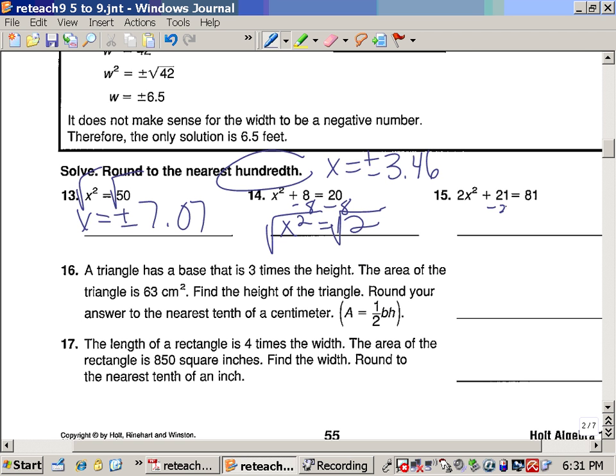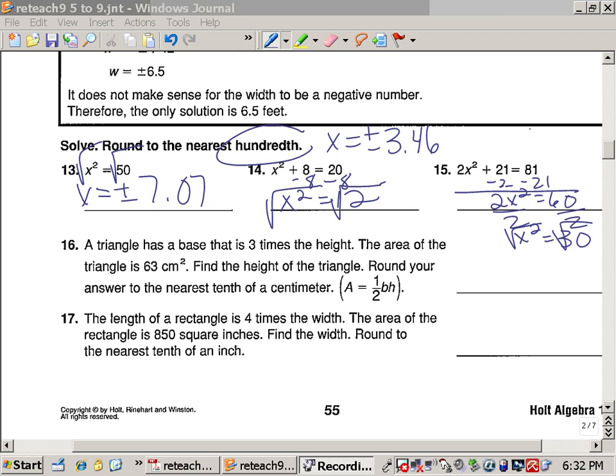On number 15, I need to subtract the 21 from each side. I get 2x squared equals 60. Divide each side by 2, and x squared equals 30. At this point, you take the square root of each side. And the answer is going to be positive and negative 5.48.